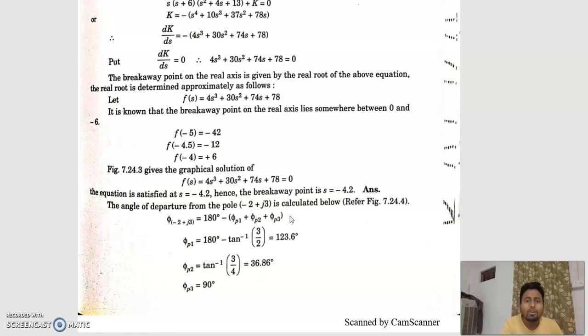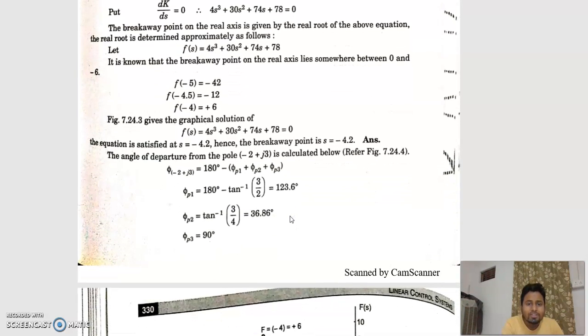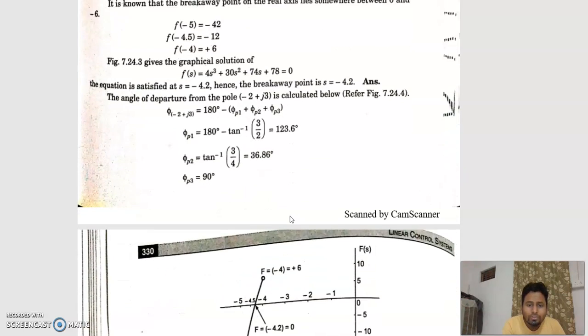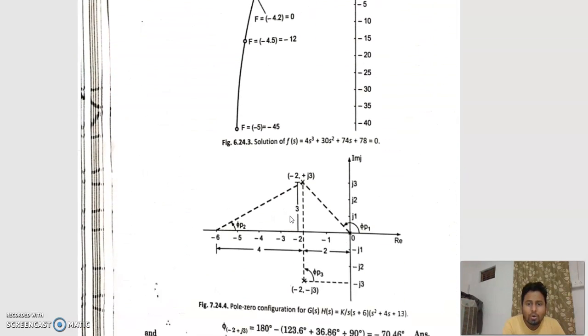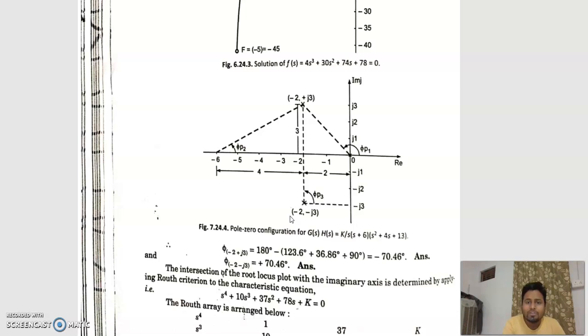that is the breakaway point which satisfies the above third order equation. Now comes the angle of departure, that is due to minus 2 plus 3j. Before computing this, we have to go with the basic concept of the s plane, in which all the locations of roots are shown: minus 2 plus 3j, minus 2 minus 3j, and 0 and minus 6.